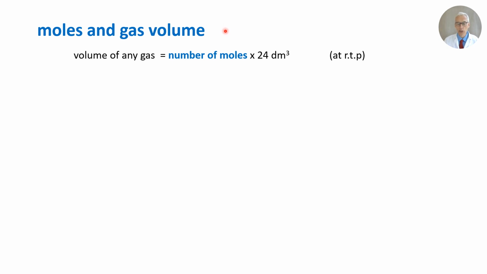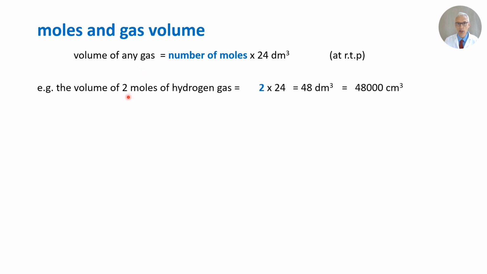So we are going to use the molar gas volume to calculate the volume of any gas. The molar gas volume is 24 decimeters cubed. I'm going to work in decimeters cubed at the moment. It's simply the number of moles times 24 will give you the volume of any gas in decimeters cubed. So let's do an example. What is the volume of 2 moles of hydrogen gas? Well, 2, that's the number of moles, times 24, that's the molar gas volume, comes to 48 decimeters cubed. Convert that into centimeters cubed, 48,000 centimeters cubed.